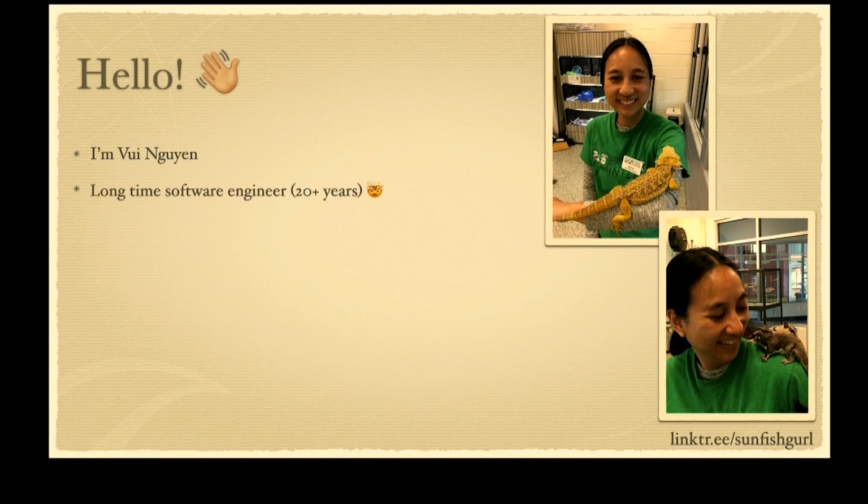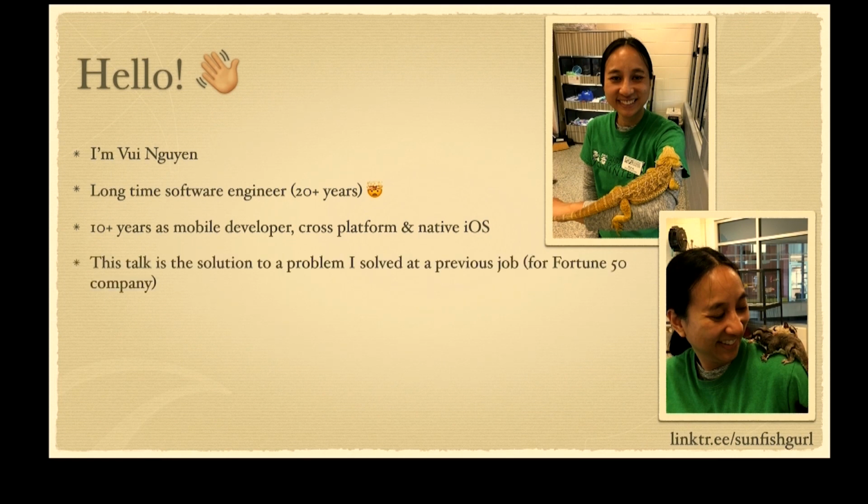So who am I? I'm Vui Nguyen. I've been writing software for over 20 years, 10 of those years as a mobile developer, both cross-platform and native iOS. And as I mentioned before, this talk is a solution to a problem I solved at a previous job. I like to share solutions to problems I've solved in the past.